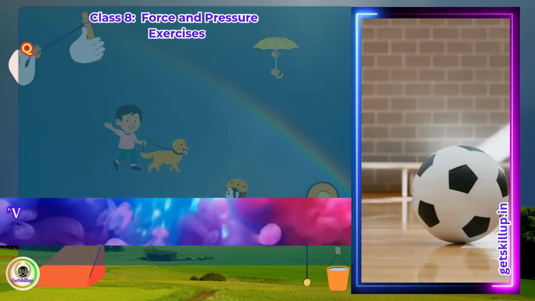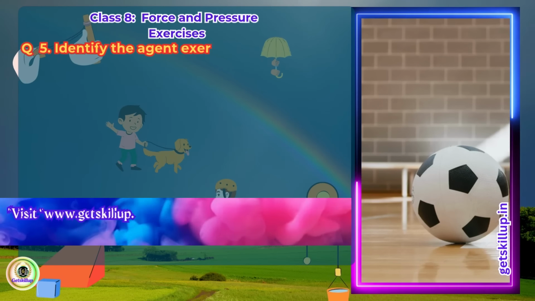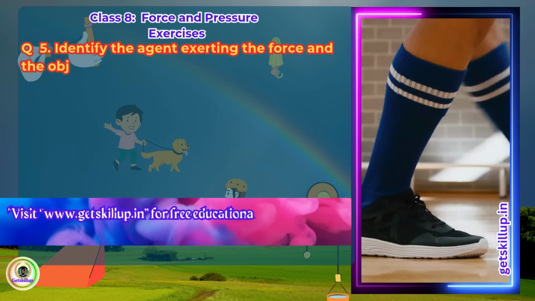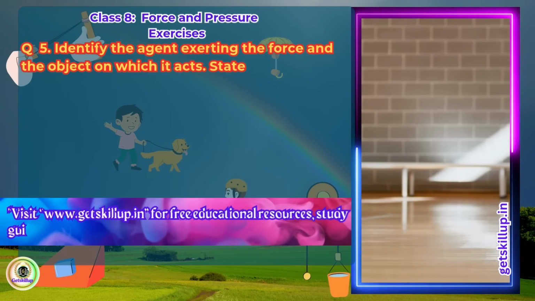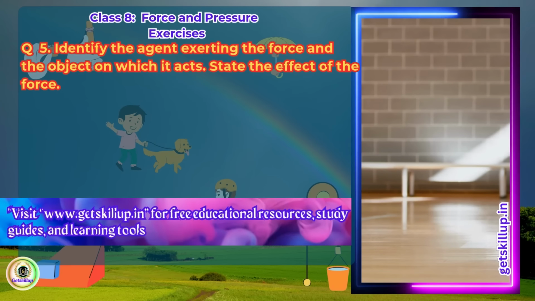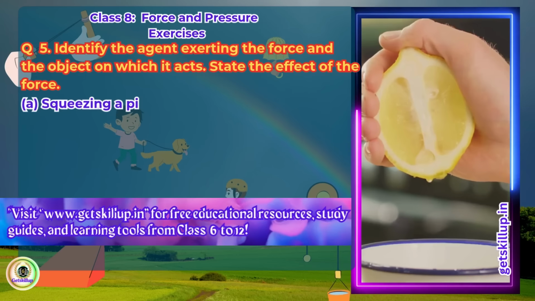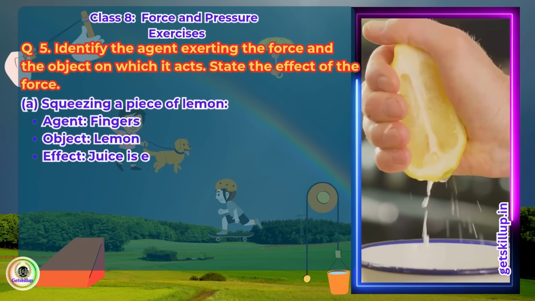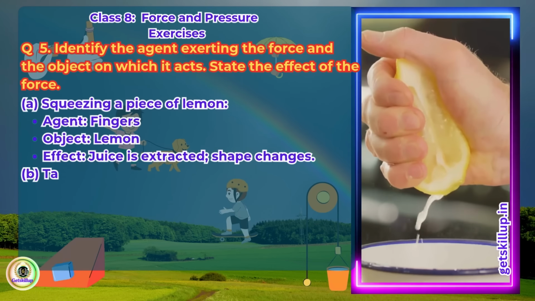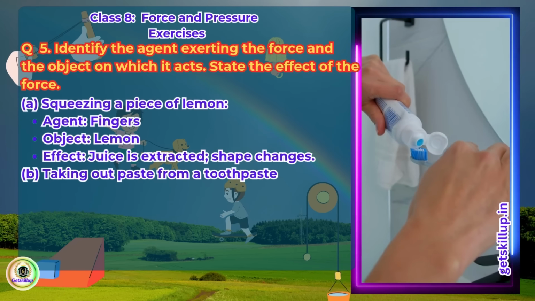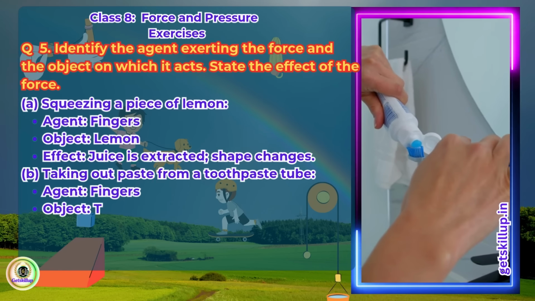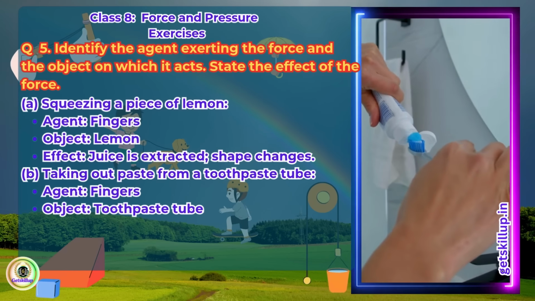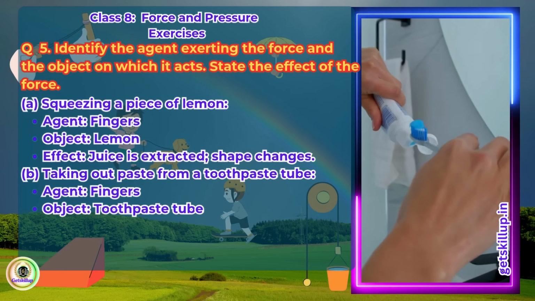Question 5. In the following situations, identify the agent exerting the force and the object on which it acts. State the effect of the force in each case. Squeezing a piece of lemon. Agent: fingers. Object: lemon. Effect: juice is extracted. Shape changes. Taking out paste from a toothpaste tube. Agent: fingers. Object: toothpaste tube. Effect: paste comes out. Tube gets deformed.